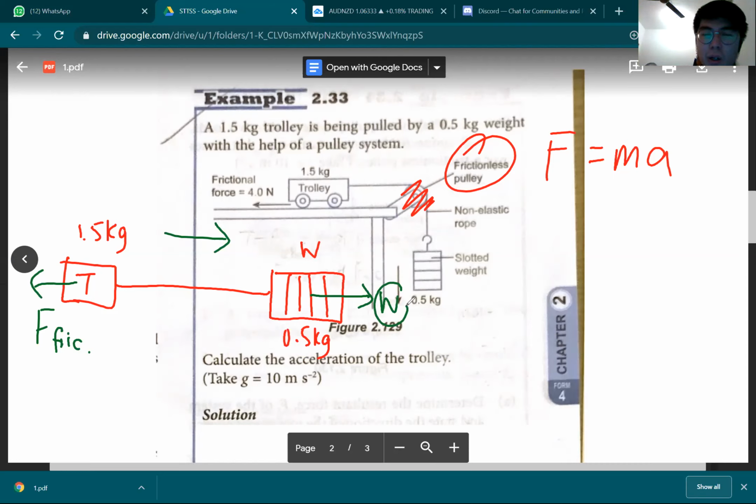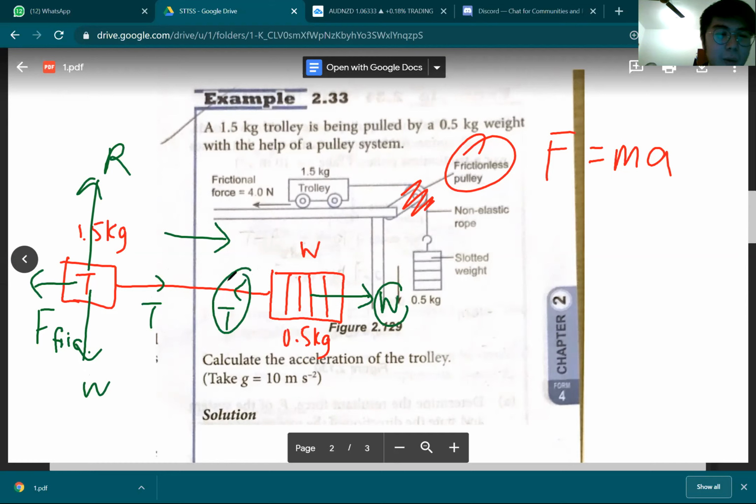Other than these two forces, all other forces we ignore, because they are perpendicular forces. You have R here and another weight here. Next, you have tension here and tension here, but these two tensions cancel out each other. So we don't care about them. The only forces left are W and the frictional force.